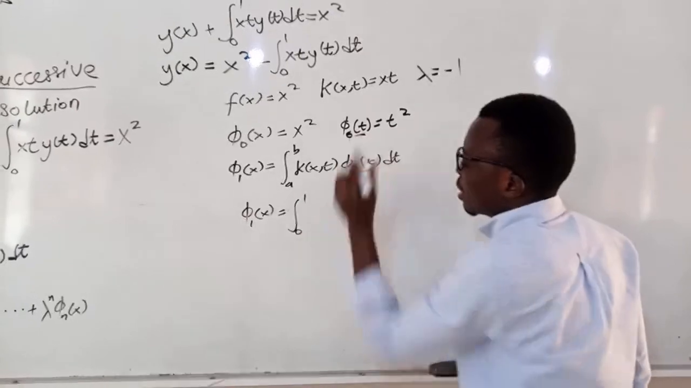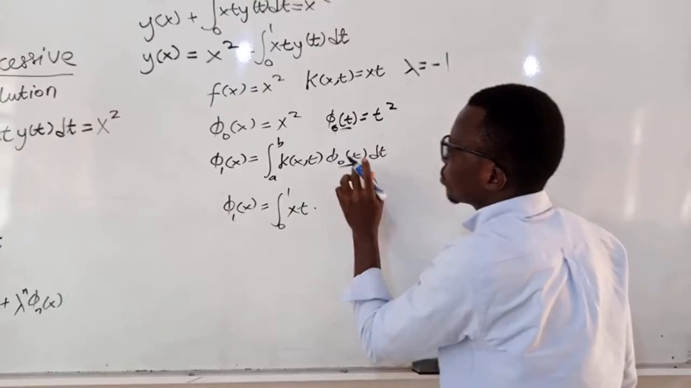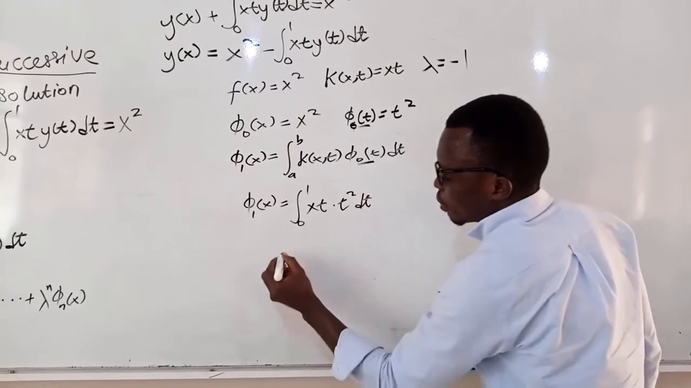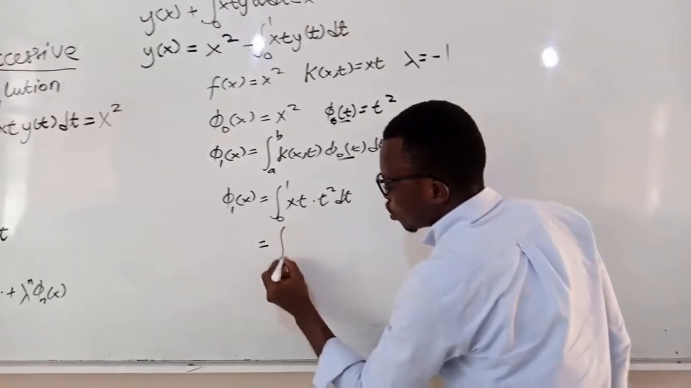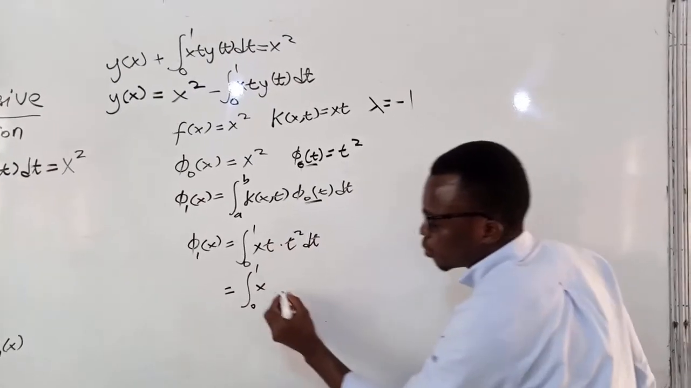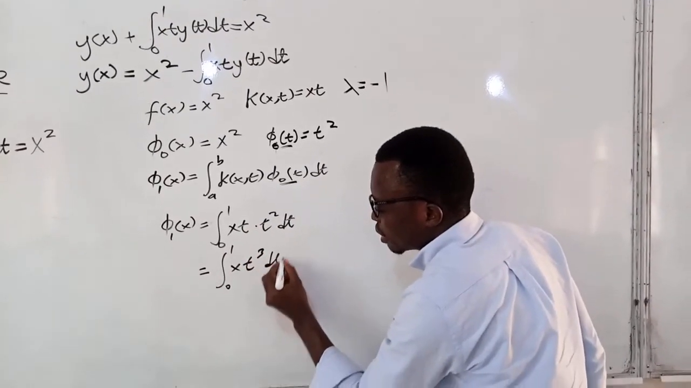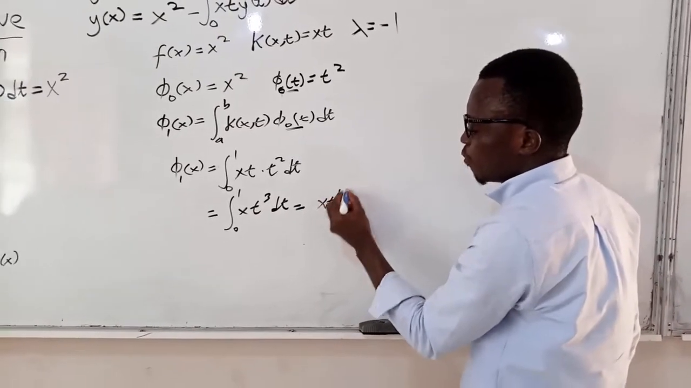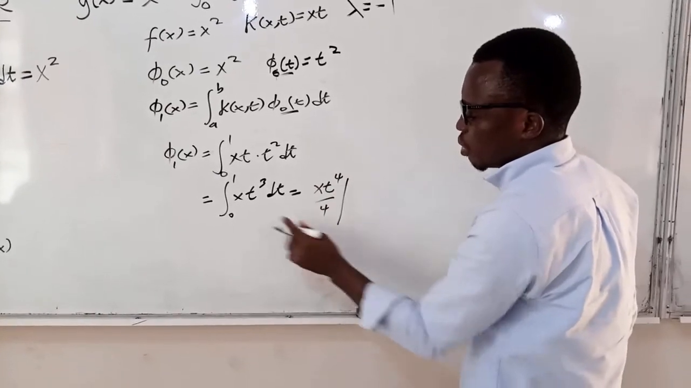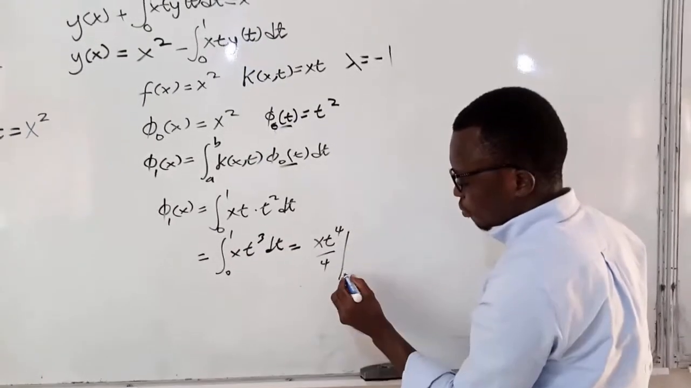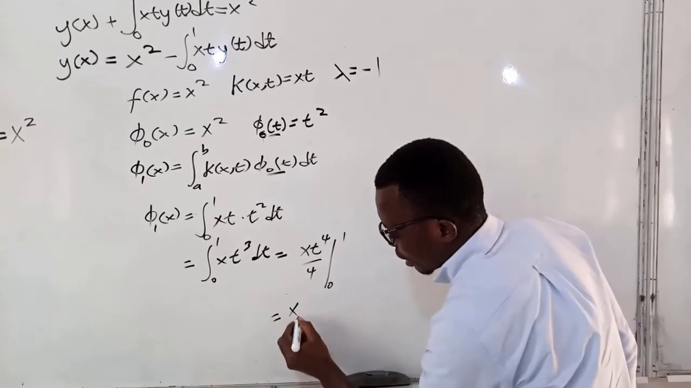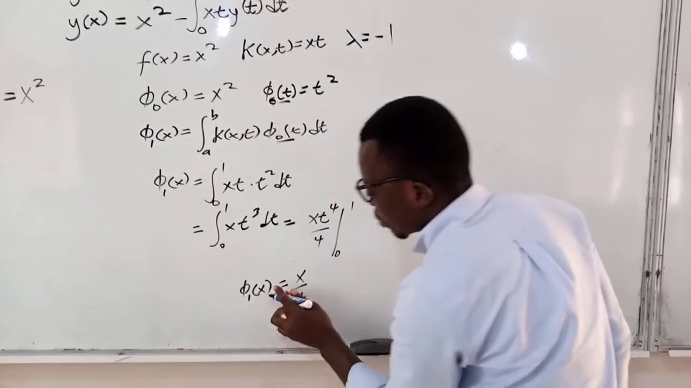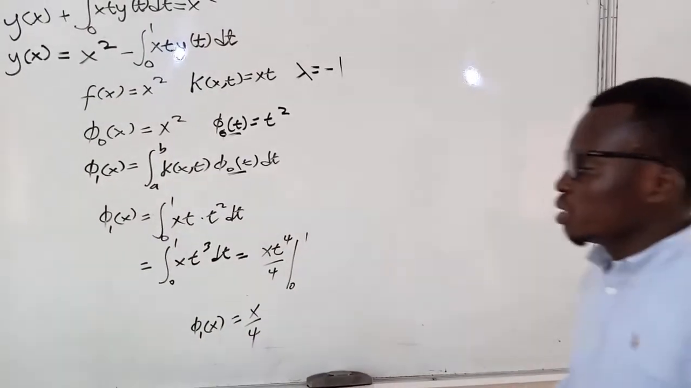I'm going to have our phi 1 of s equal to integral from 0 to 1 st times t squared dt, which is equal to integral from 0 to 1 s t cubed dt. So if we integrate this with respect to t, we're going to get s t raised to the power 4 divided by 4, evaluated from 0 to 1, which is the same as s over 4. That means my phi 1 of s is equal to s over 4.